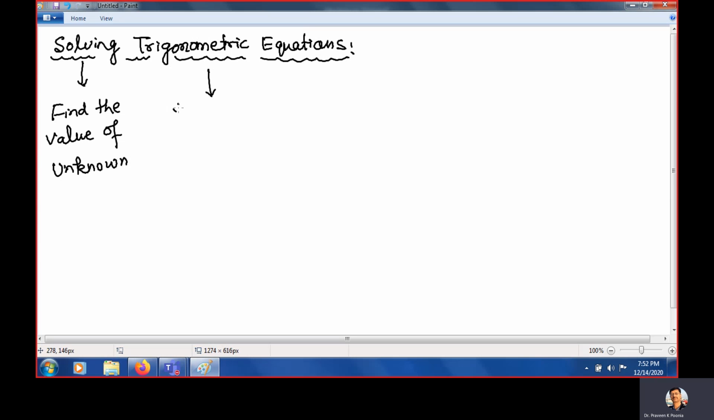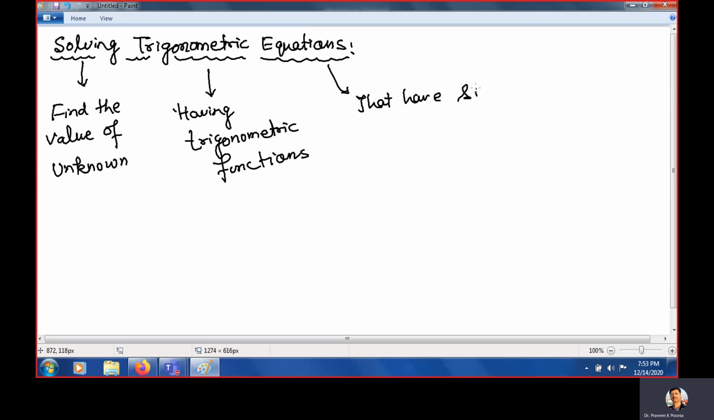Trigonometric means having trigonometric functions. Clear? Equation means that have the sign of equation, means this sign. Clear?